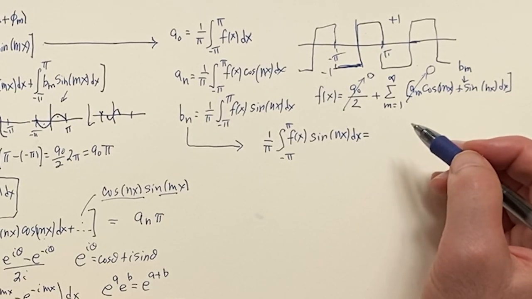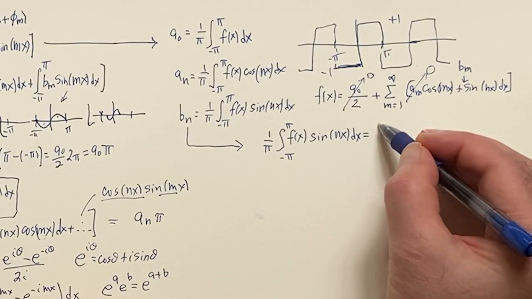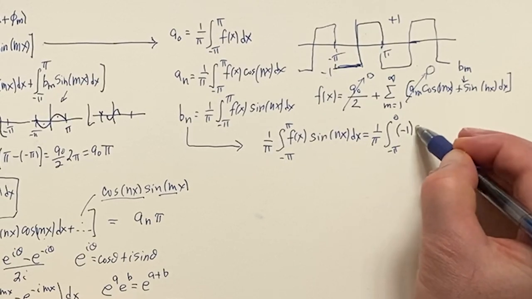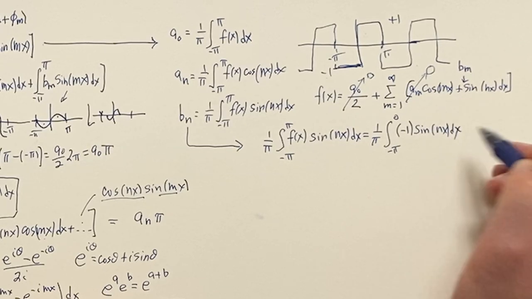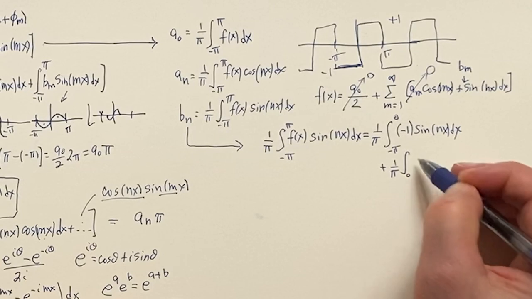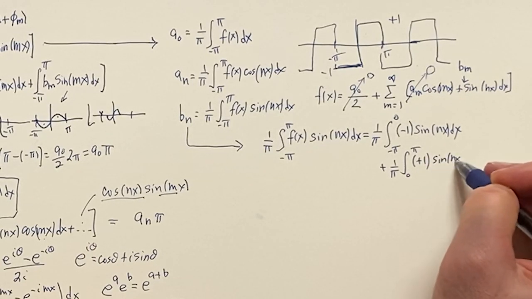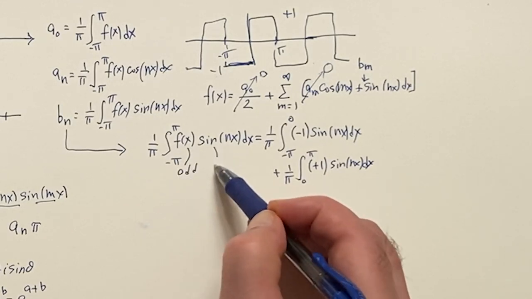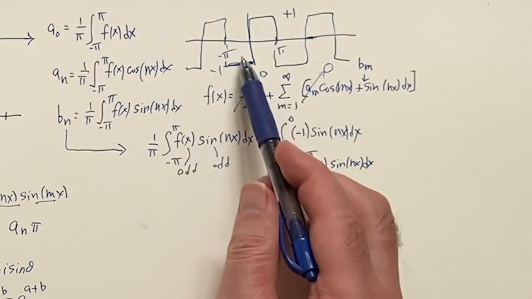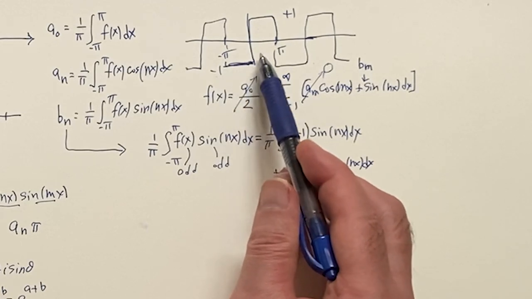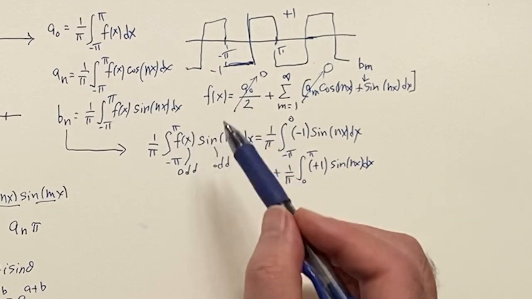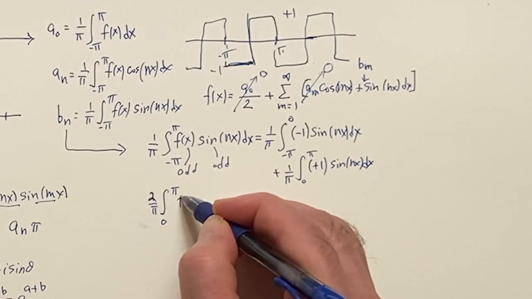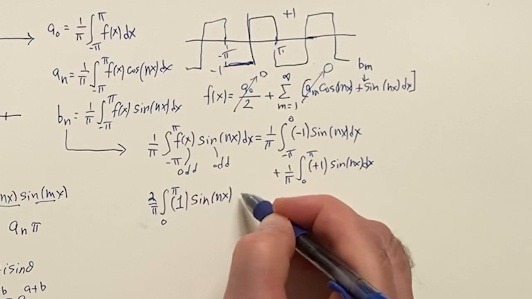Here we could break this up into two integrals: minus pi to zero, where the function is minus one, and then add to that 1 over pi from 0 to pi with the plus 1 times sine of nx dx. But since this function is odd, and this function is odd, the result on the first half of the cycle will be equal to the result here, because when you have two odds, you get an even. So you could replace this with the two in front and go from zero to pi, where the function is one, times sine of nx dx.